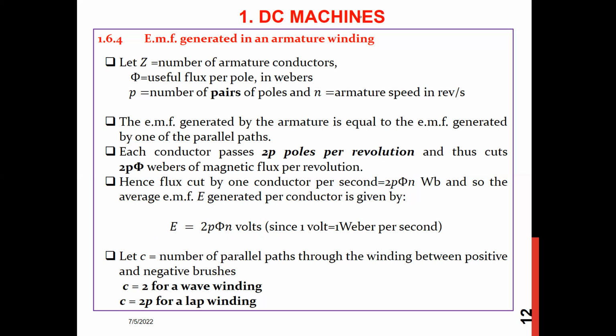So in wave windings we have 2 parallel paths, while in lap windings we have many parallel paths. That's why we present P as the number of poles. But in wave windings, we only have 2 parallel paths. So moving on to our next point.